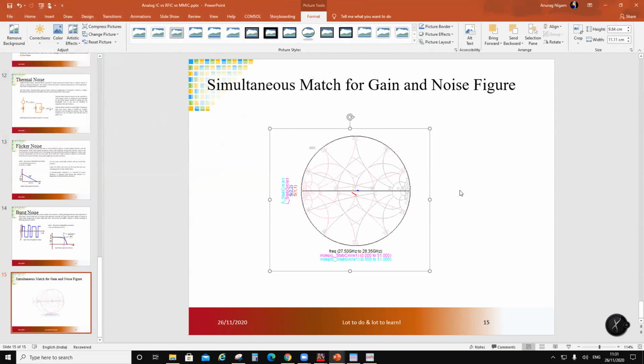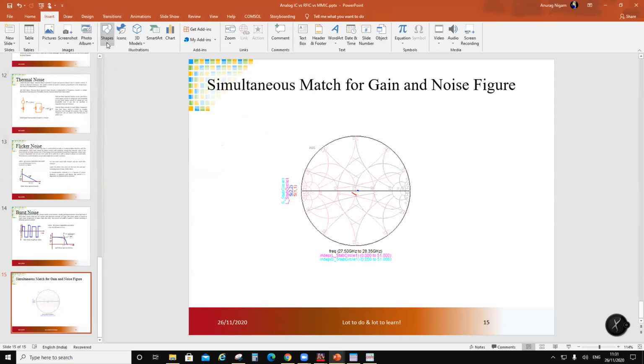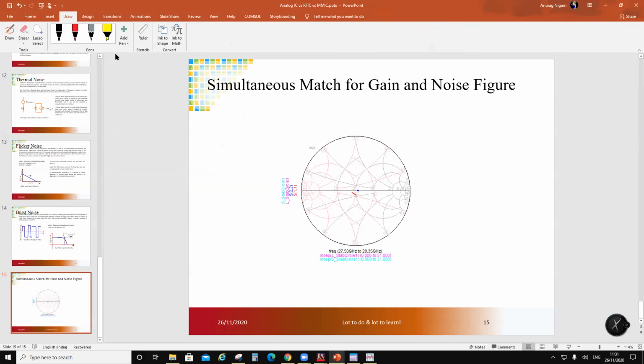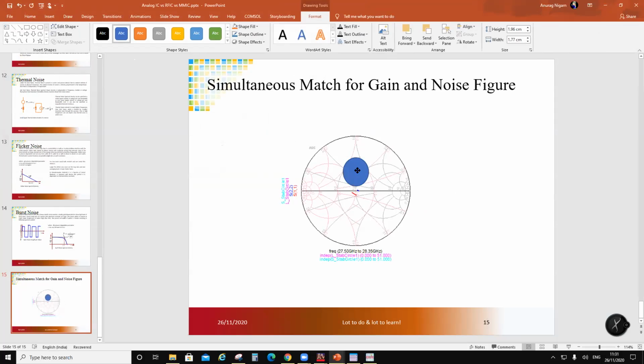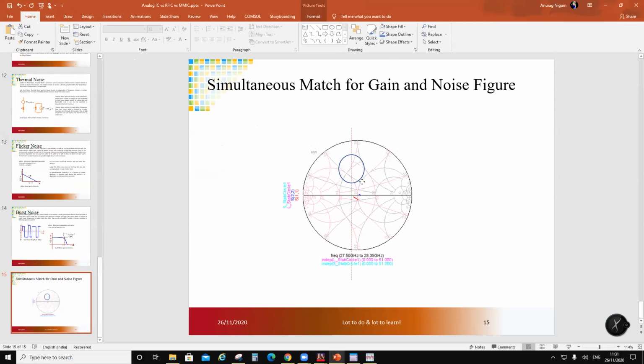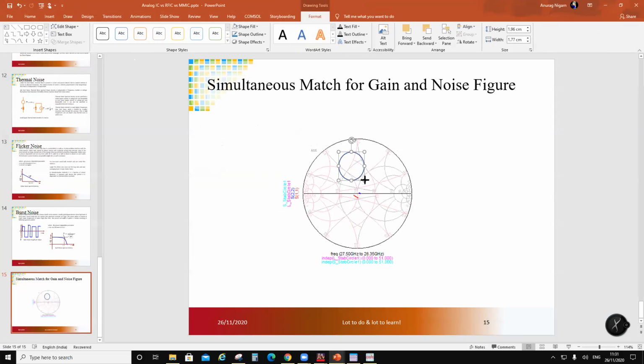match. Okay, so now this is a conjugate match for gain, because you see S11, S22 come to the center, but the noise figure match may be somewhere else. So these are the circles. Okay, so these are called, let's say, noise circles, which are centered around somewhere else.